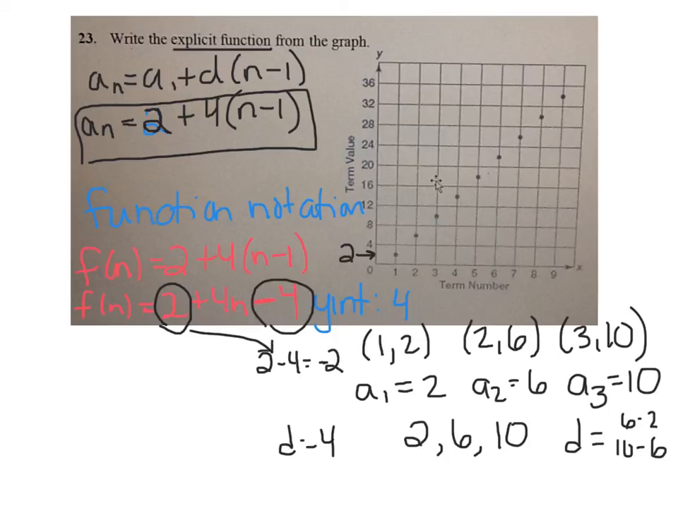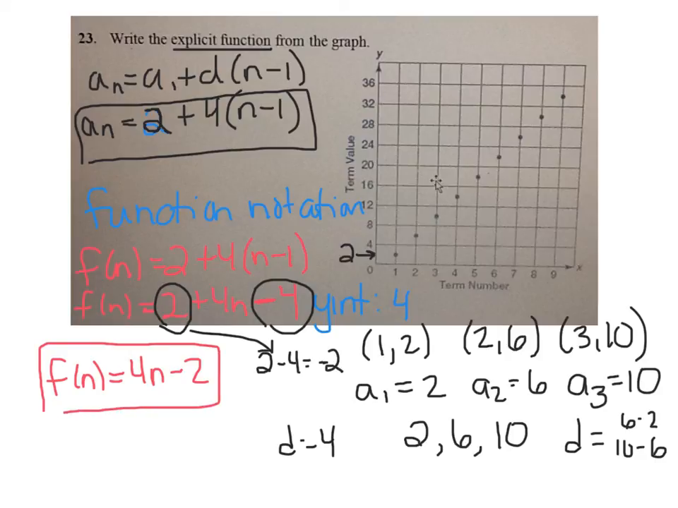So let's write our final answer. f of n equals positive 4n minus 2. And this would have been the answer if it asked for function notation. But it didn't ask for function notation, it just wanted the explicit function, and that would be the answer here.